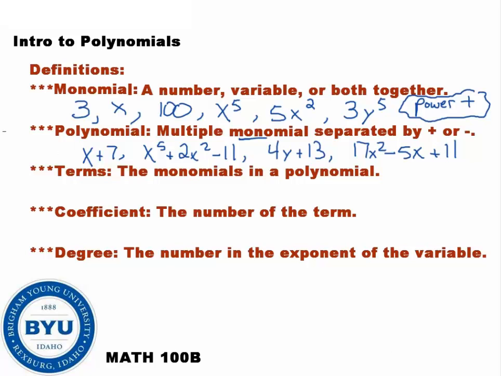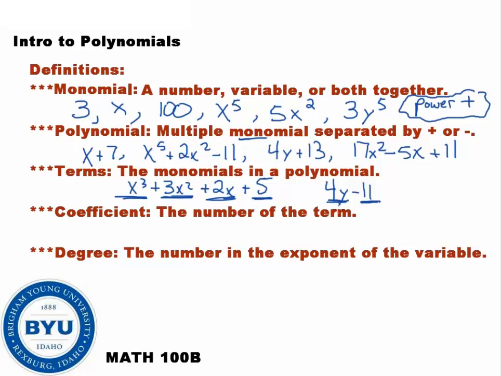Okay, so the name terms basically just represents the actual monomial. So terms are the monomials in a polynomial. So if I had x cubed plus 3x squared plus 2x plus 5, this has 4 terms. This is the first term, this is the second term, this is the third term, and this is the fourth term. If I had 4y minus 11, this has 2 terms. This is the first term, this is the second term.